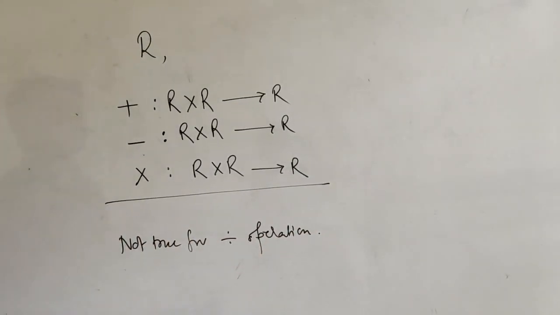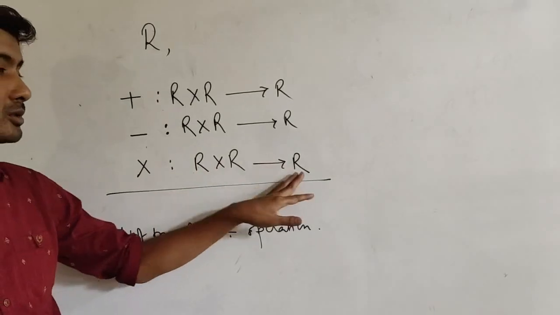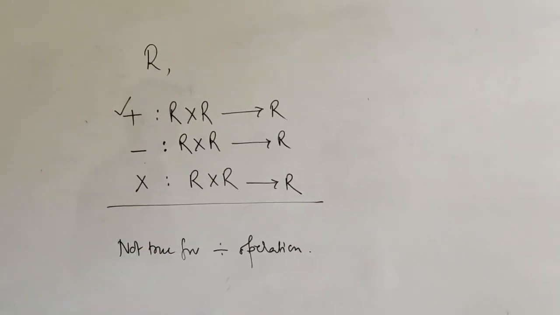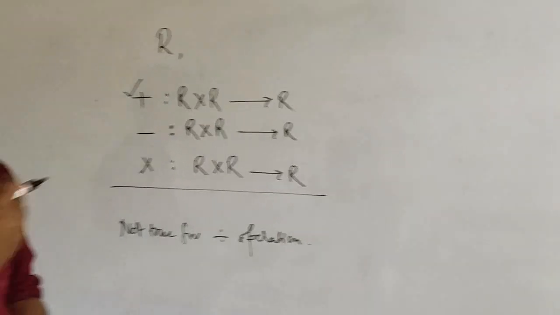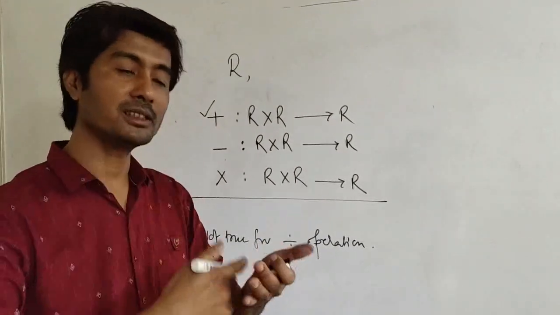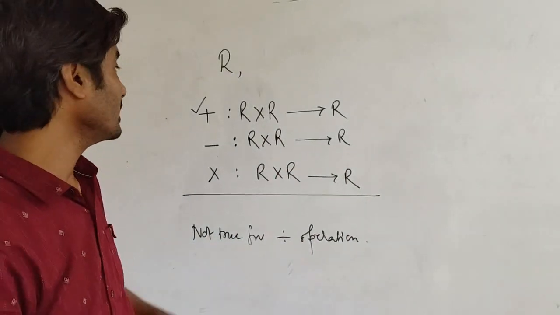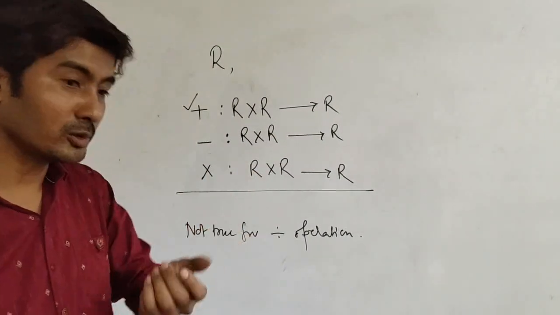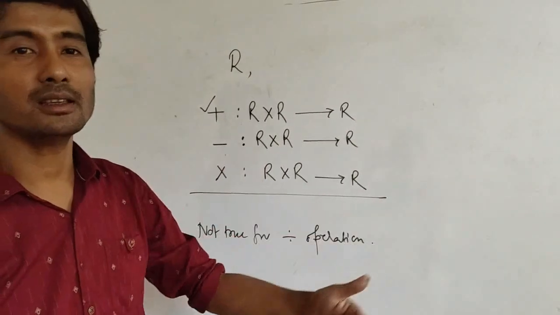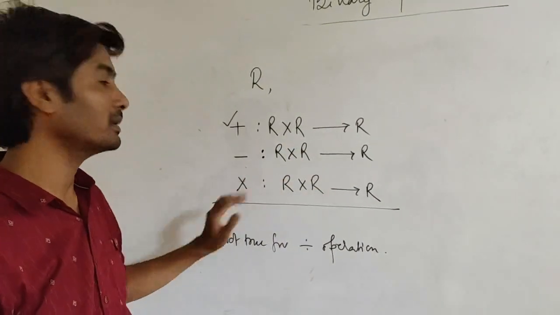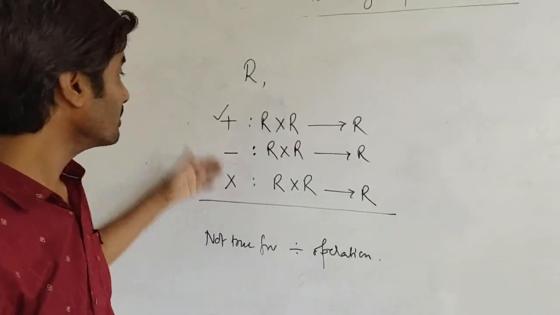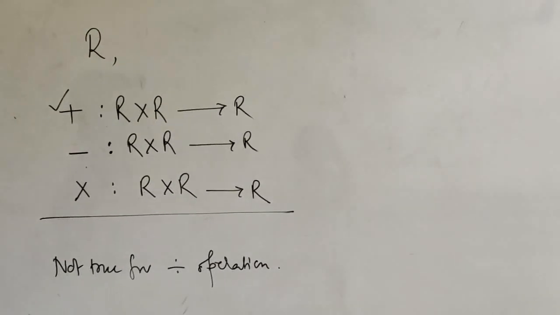This division operation is not a function from R cross R to R. In other words, in case of your plus operation, we know that if we take two real numbers, then find out the sum, you will see that the sum is again a real number. Then for subtraction also, if you take two real numbers and find out a minus b, you will see that a minus b is again a real number, and similar is the case for multiplication. Therefore, we say that plus, minus and into are three binary operations on the set R of real numbers.